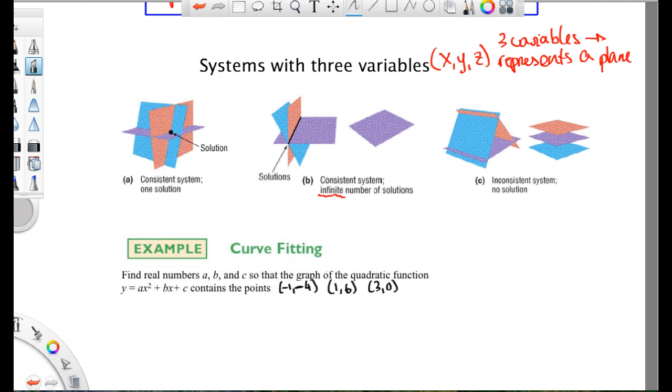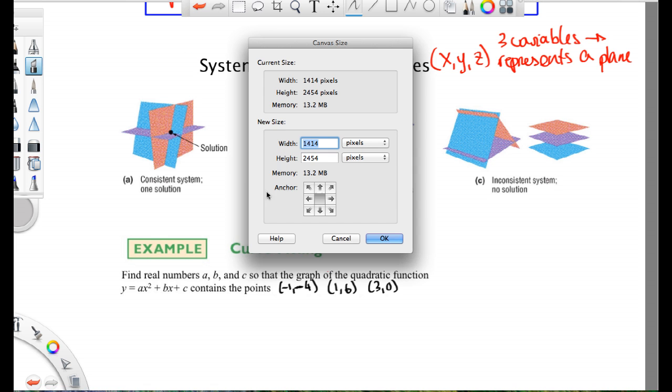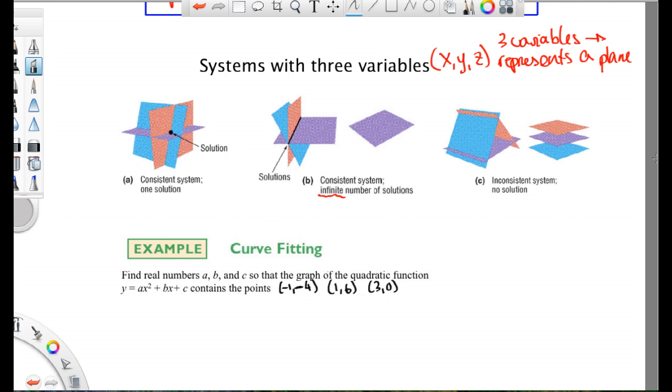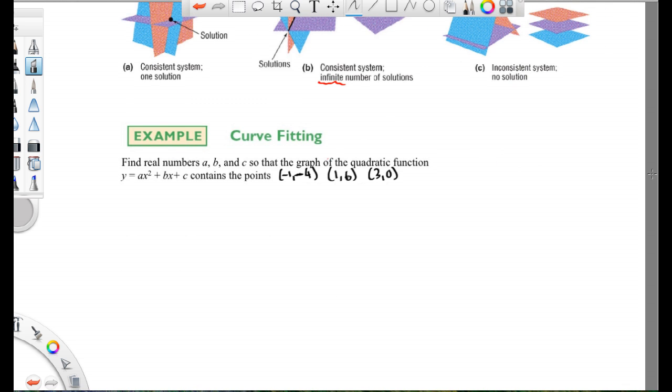Alright, so I'm going to solve that system. And I'll need a little more space probably. So, okay, how am I going to do that? Well, here's the structure of a quadratic, right? So let's fill in -1, -4 and see what you get.